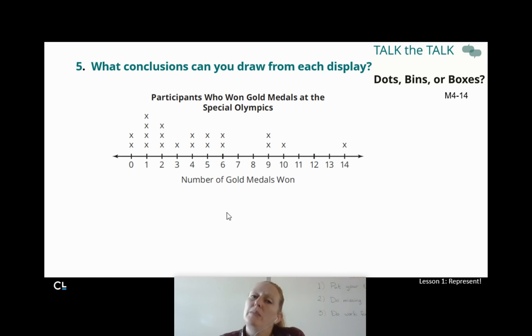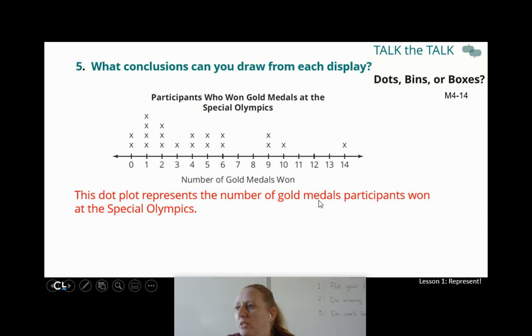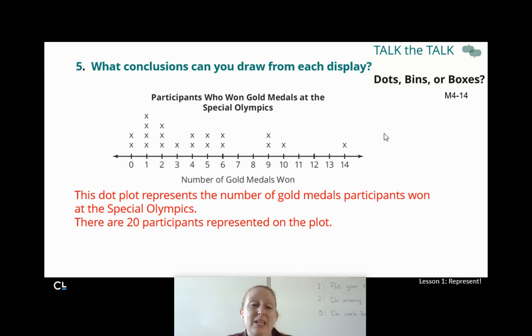So I'm starting off with my dot plot. Participants who won gold medals at the Special Olympics. First of all, the dot plot represents the number of gold medals participants won at the Special Olympics. I could count up all my dots. 1, 2, 3, 4, 5, 6, 7, 8, 9, 10, 11, 12, 13, 14, 15, 16, 17, 18, 19, 20. I see 20 little dots here, my X's. So I would start by saying that there were 20 participants represented on the dot plot. I would agree with that. And this is the number of gold medals that each participant won.